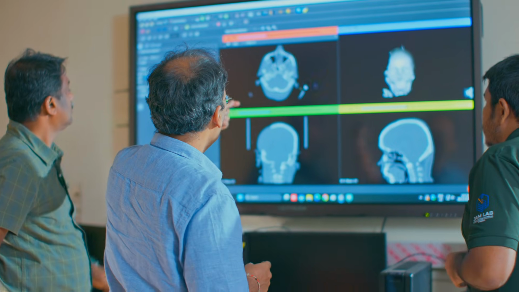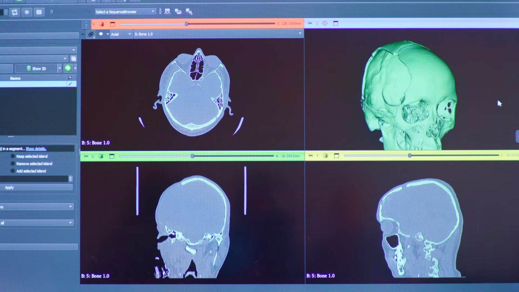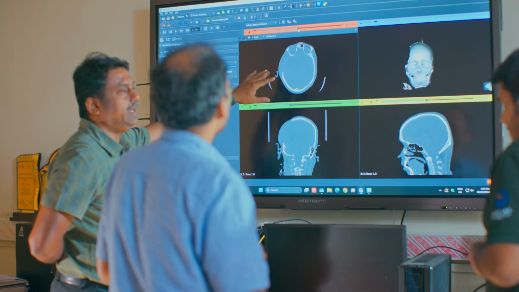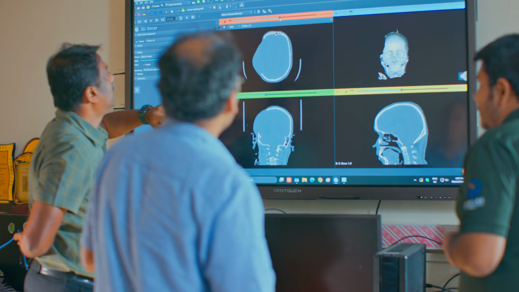We are going to explain how we convert the CT scan data into a patient-specific implant required for additive manufacturing. We are going to load it into this software and we are going to visualize and segment out the region of interest so that we can do the design of the patient-specific implant.